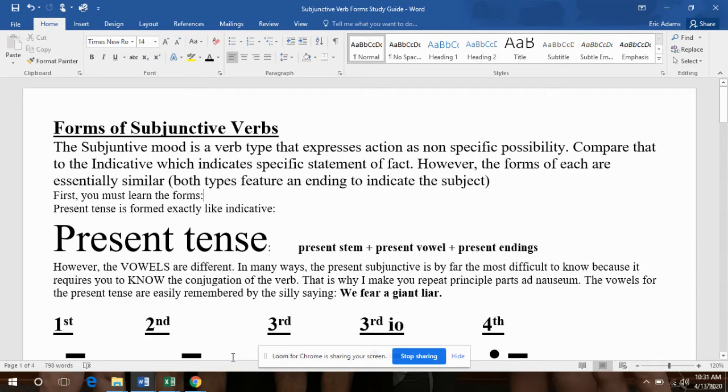Okay, so this is a walkthrough of the subjunctive forms. Subjunctive is a type of verb that is the last thing that we need to learn in Latin 2, and it is the third and final mood of a verb that we will learn. The previous two moods that we have learned before were the indicative and the imperative.